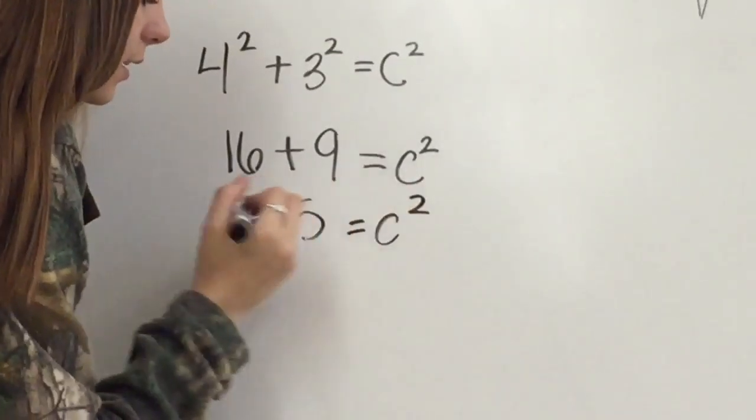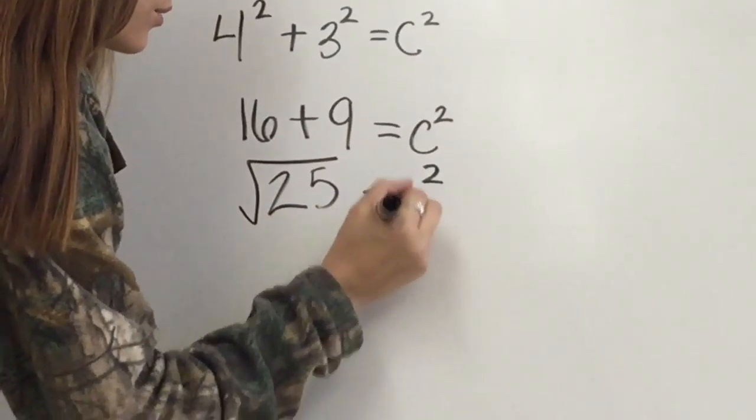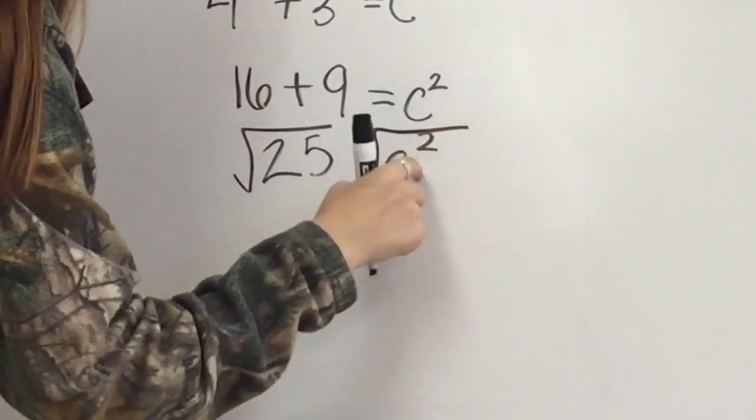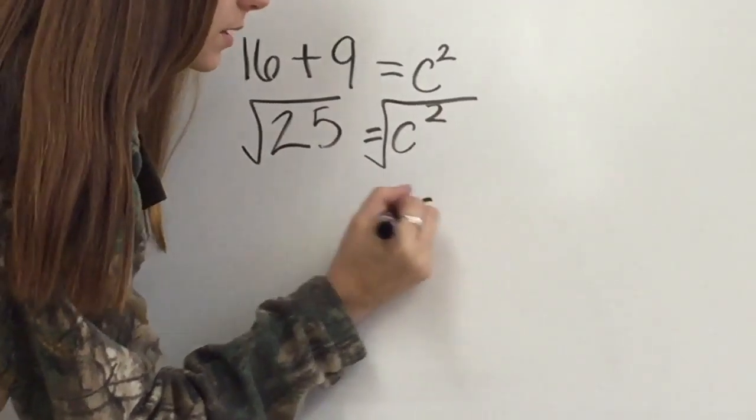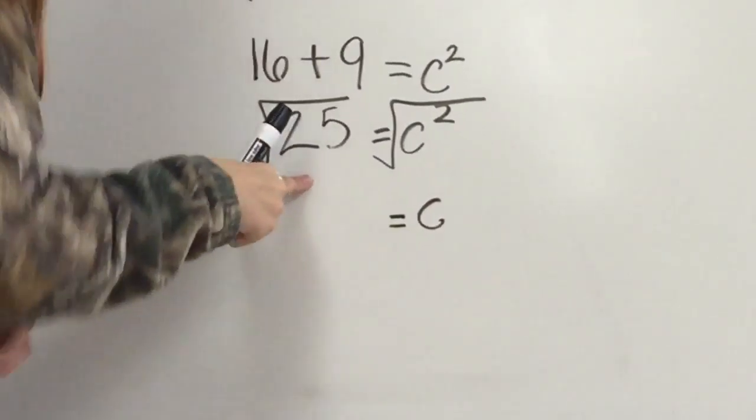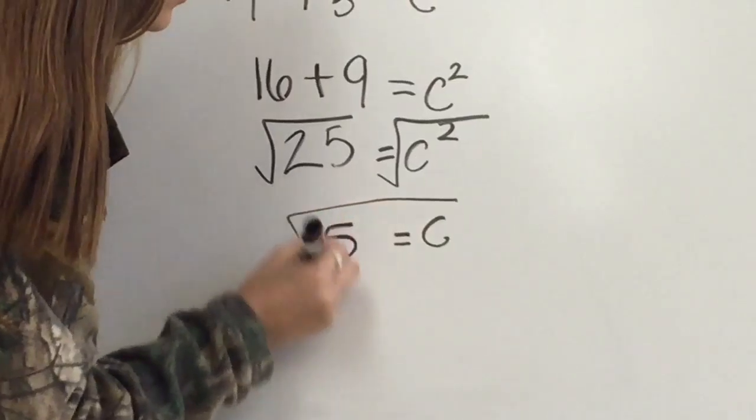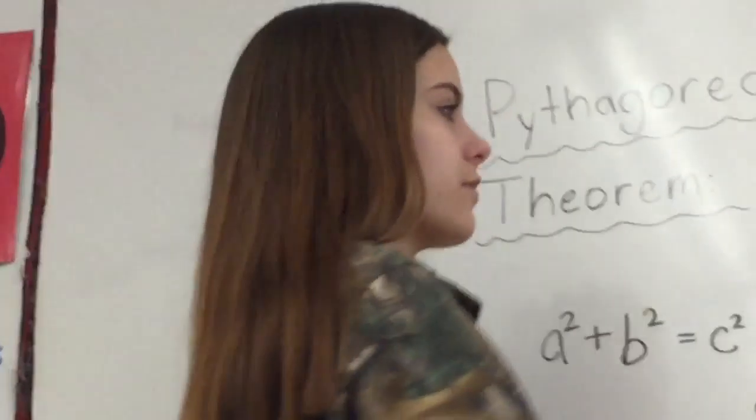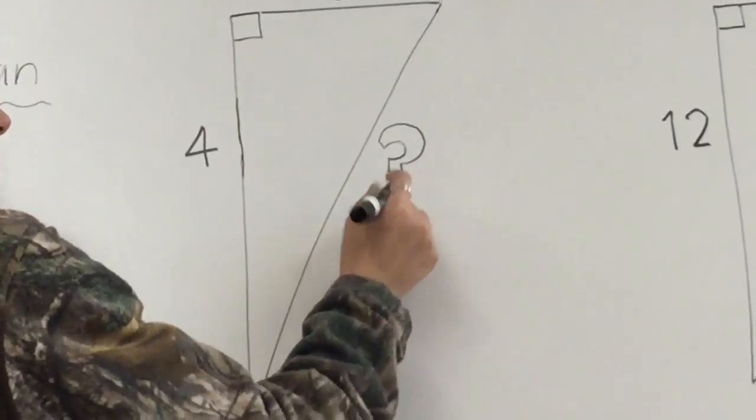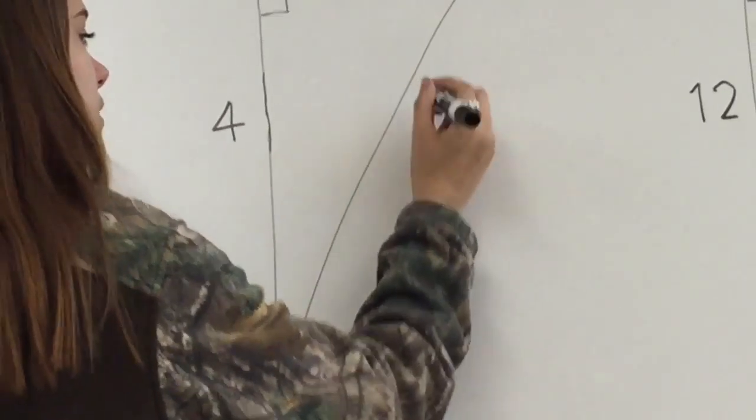equals c squared, and we take the square root of both of them. This cancels out and just becomes c. And 25, the square root of that is 5. So now we know that c is 5. So this here is 5.